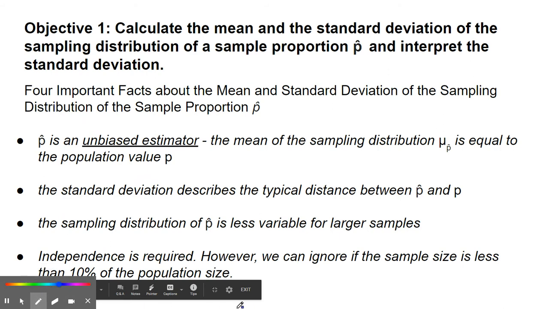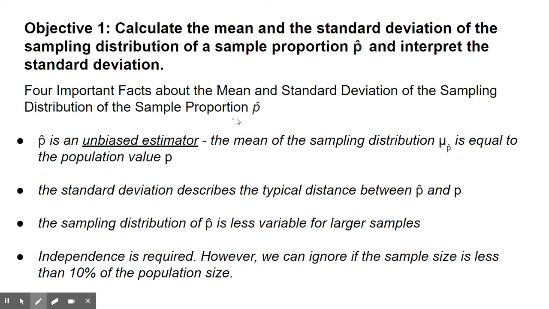A couple things to keep in mind about the mean and standard deviation of your sampling distribution of the sample proportion p hat. I know it's a lot of words. p hat is an unbiased estimator. That means that the mean of its sampling distribution is equal to the population value, exactly what we said on the last slide. The mean of the sampling distribution for p hat is equal to the population value p. That's our center.